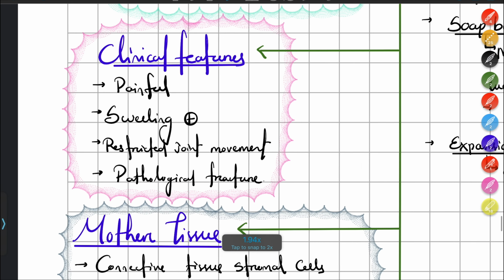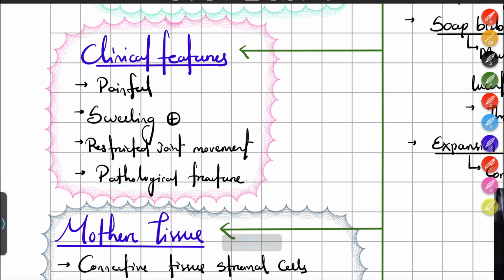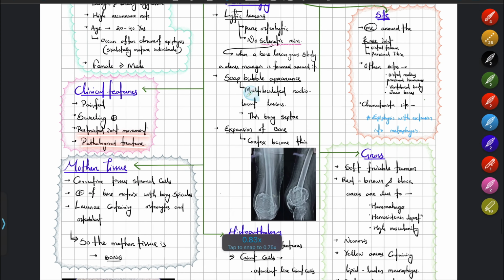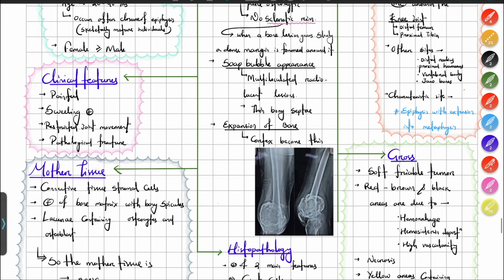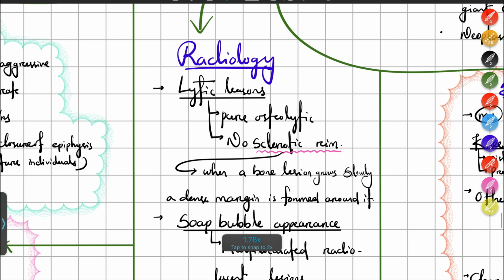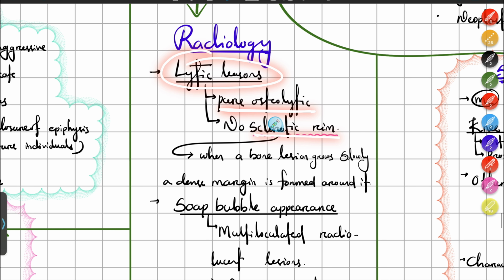So now let's go to the clinical features. It is painful, there is presence of swelling, restricted joint movements, and pathological fracture. So now let's come to the radiological findings. There is presence of lytic lesions. It is purely osteolytic and no sclerotic rim.